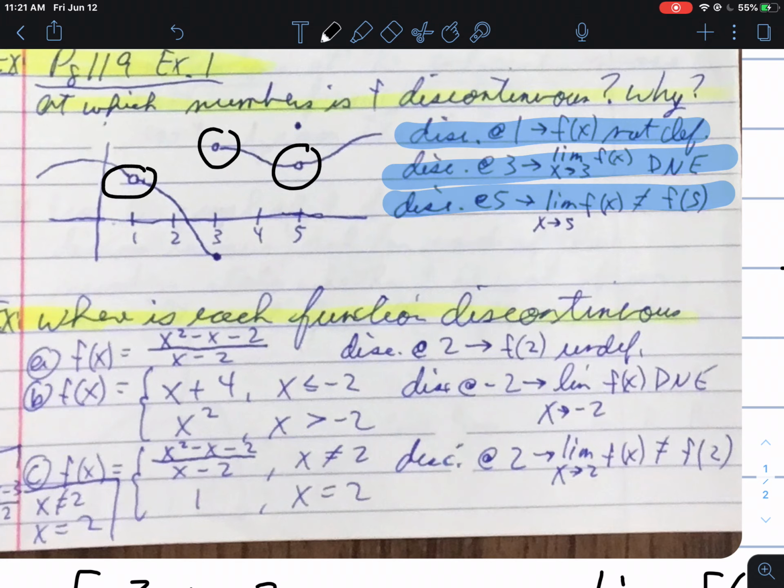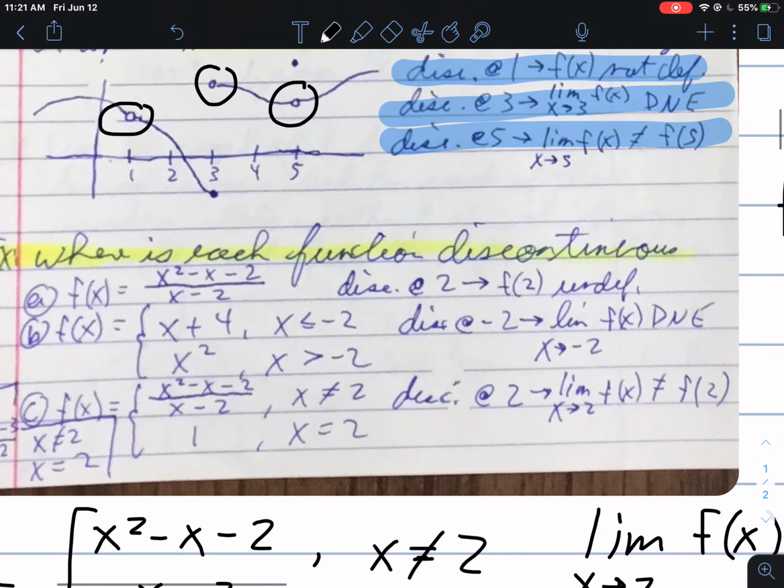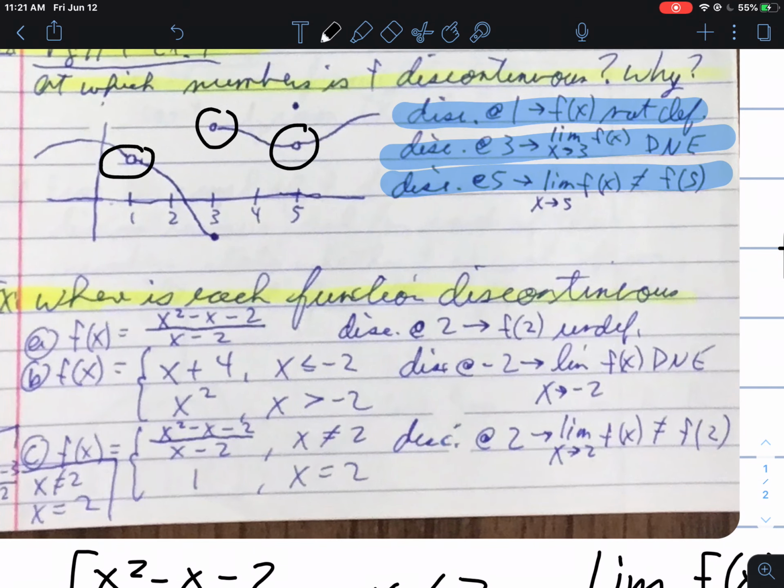All right, the next set of examples has more specific problems. Here's some specific functions that we're looking at, and we're determining at which values the function is discontinuous and why. The same as we did in the graphical example, but here we're going to do it more in terms of the actual function.